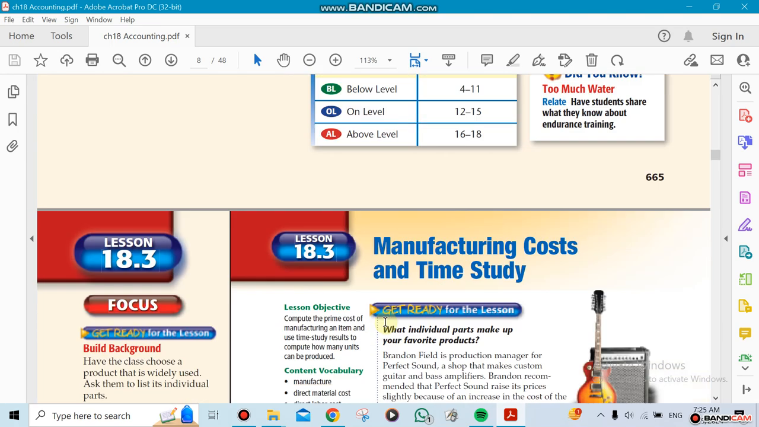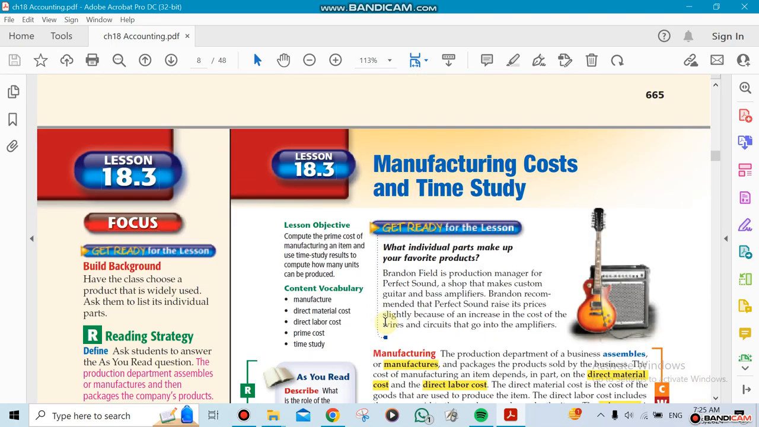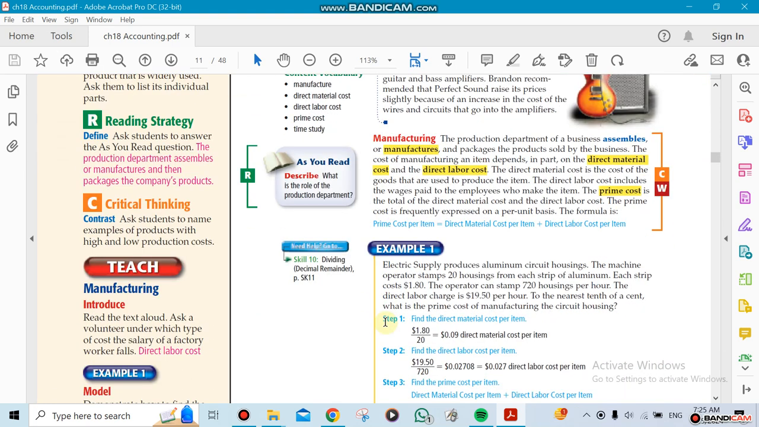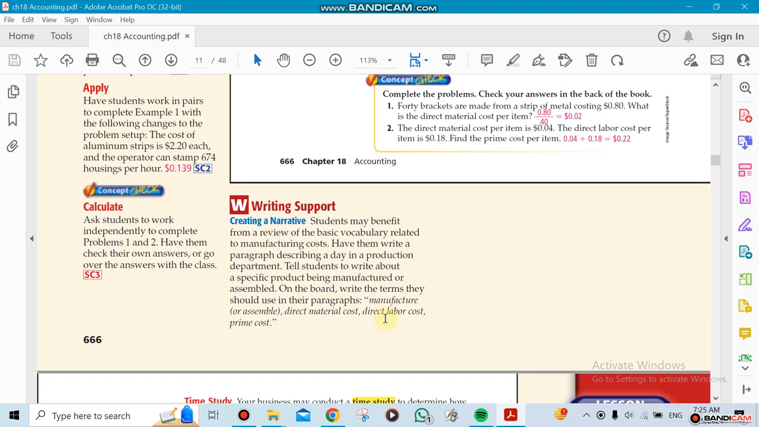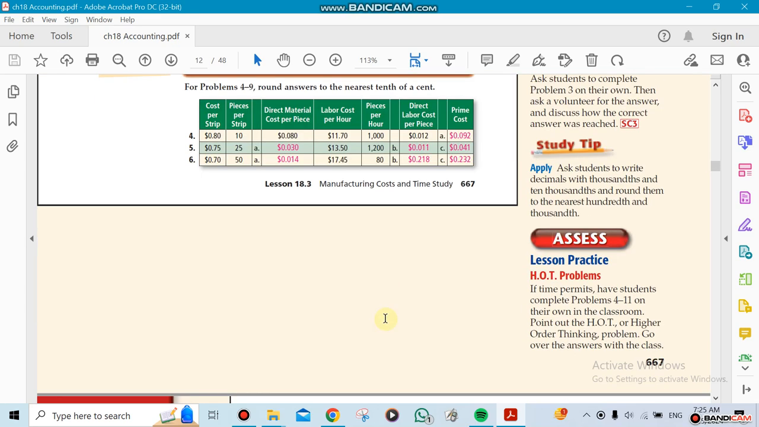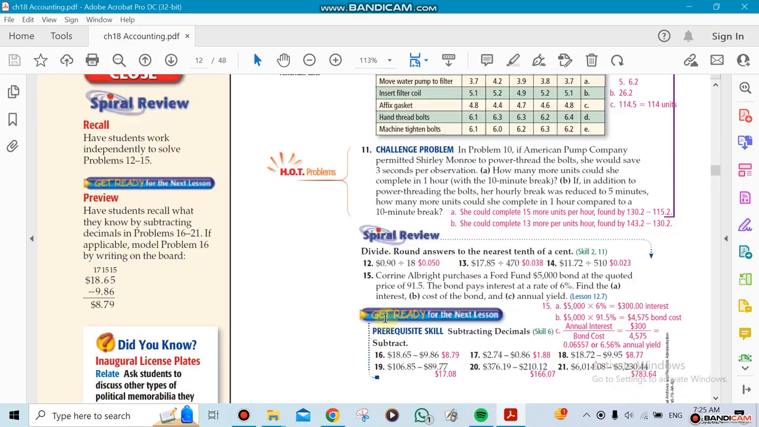The third section is going to be talking about manufacturing cost and time study. That means we have direct material, direct labor, manufacturing cost, prime cost. And this is all going to be done in class. We continue with this section, and then we go to the next section.